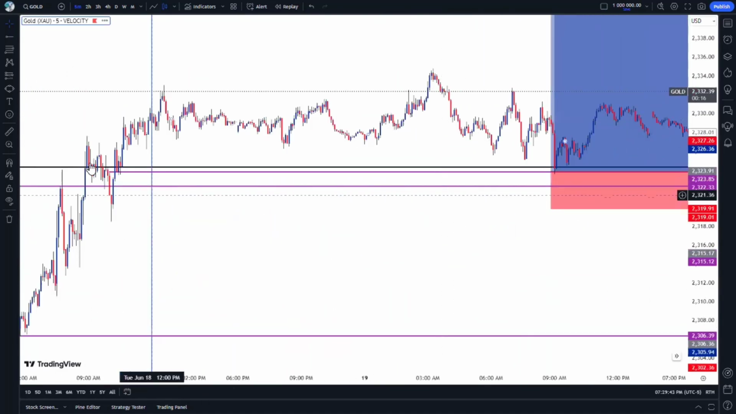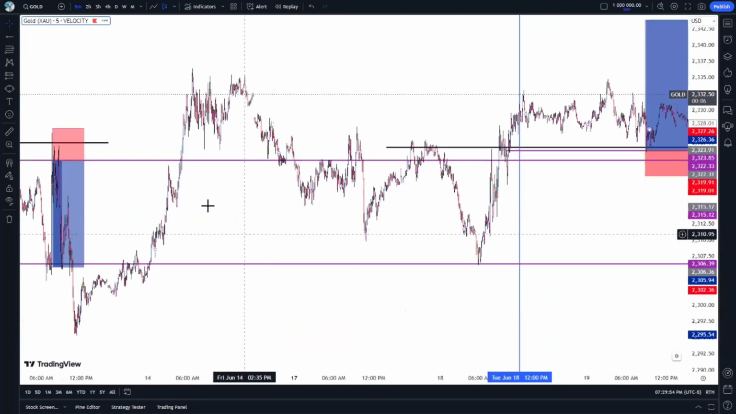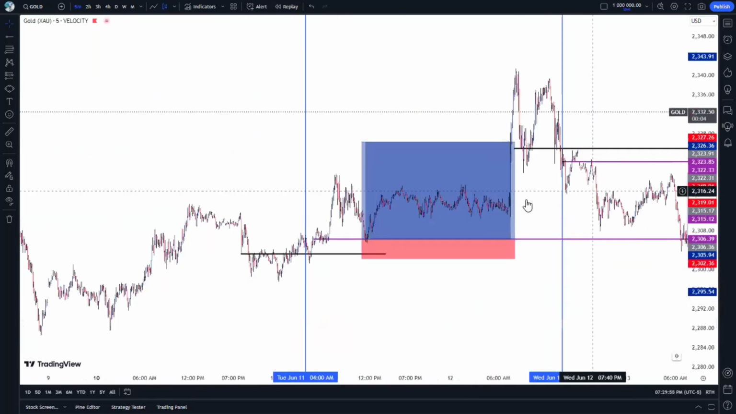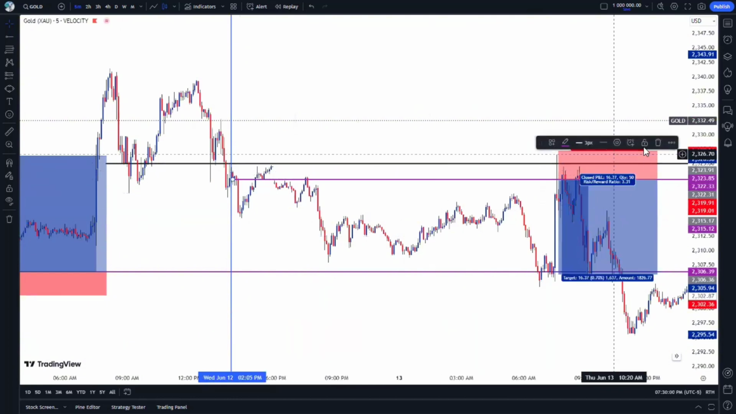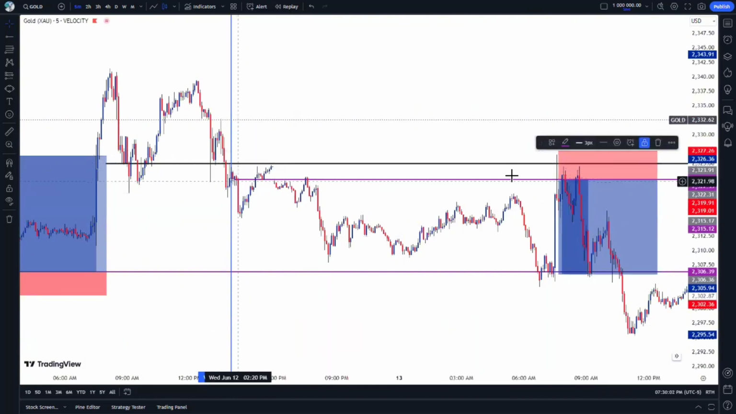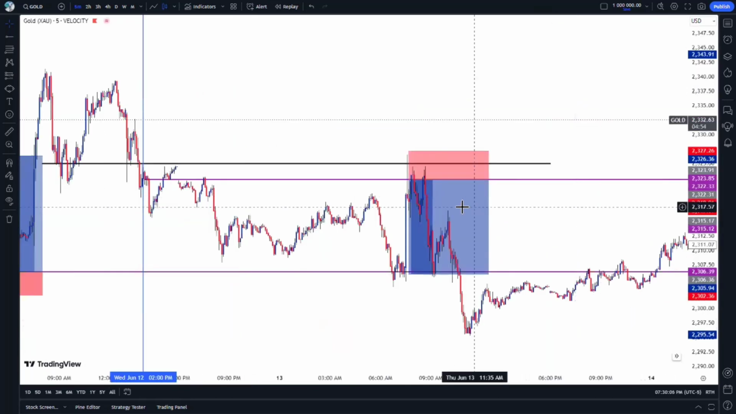So see, same thing. This one broke structure and this confirmed that it was above. So we enter there, price pulled back into it perfectly. And it's the same thing for the supply zone. This one is the opening price. 3 or more consecutive candles. This one was the opening price, so we take it from there.